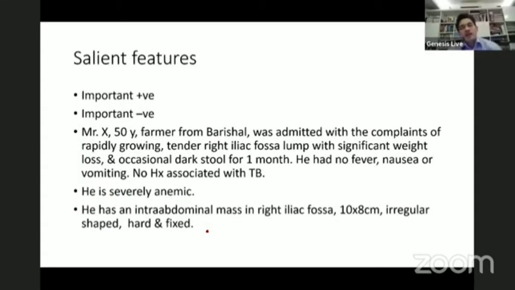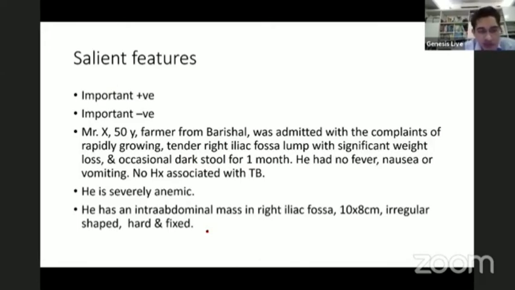Okay, now comes the salient feature. Always remember, salient features should be very concise, but just after hearing your salient feature, each and every person in the audience must be able to say what you are thinking. That is a sign of a good salient feature. Okay, listen to this. You must include all the important positive and negative findings. Okay, let's see how it goes.